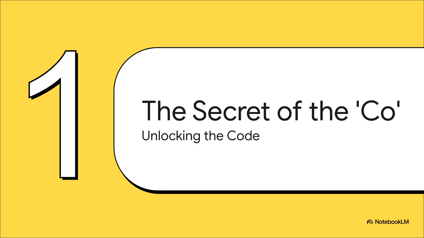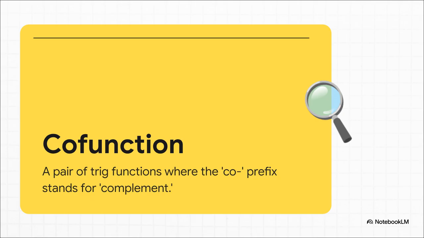You see it all the time. Cosine, cotangent, cosecant. That little co isn't just filler, it's the key that unlocks this whole thing. And here's the big reveal: that co literally stands for complement. So cosine isn't just some other function, it's the complementary function to sine. Once you get that, everything else just clicks into place.